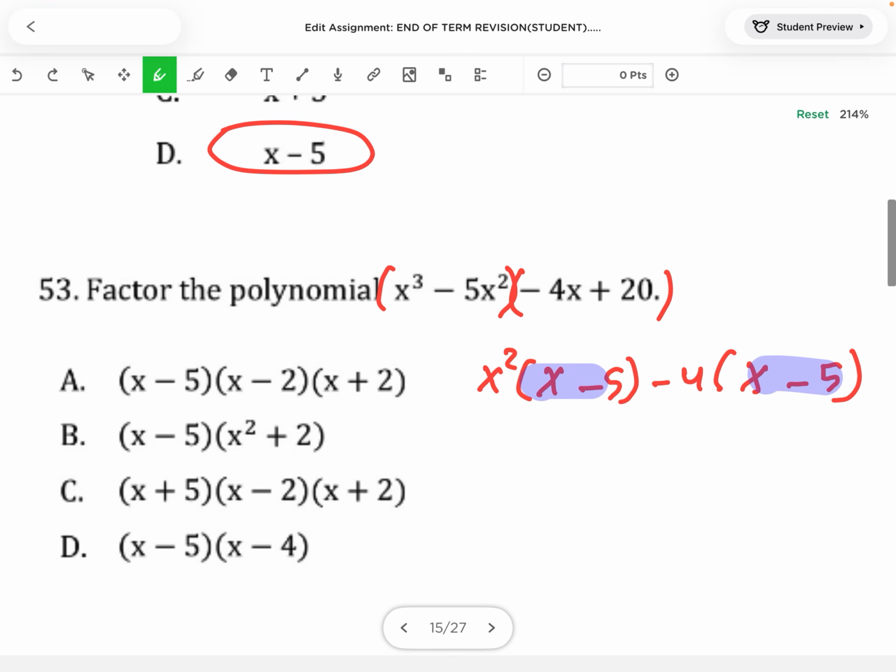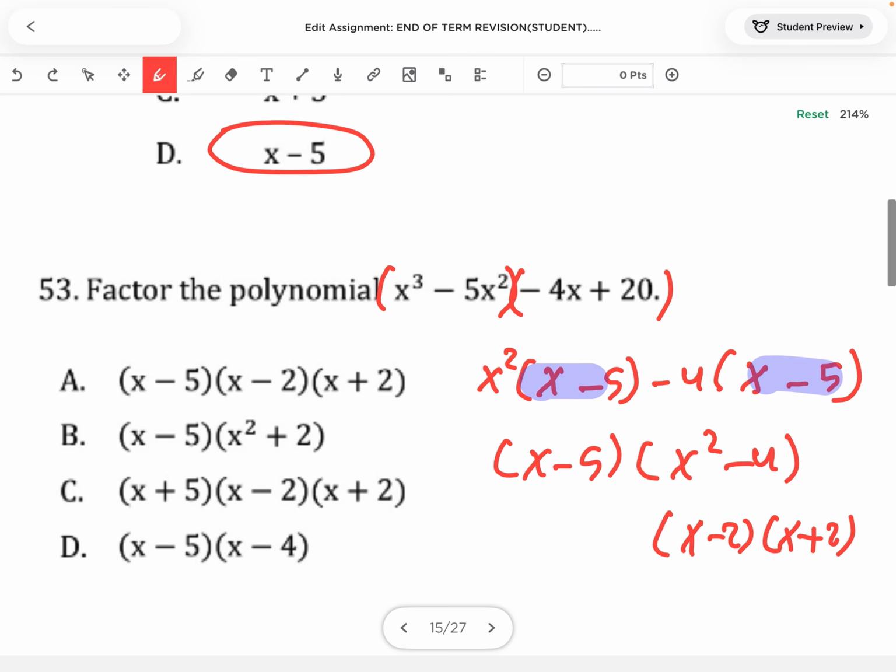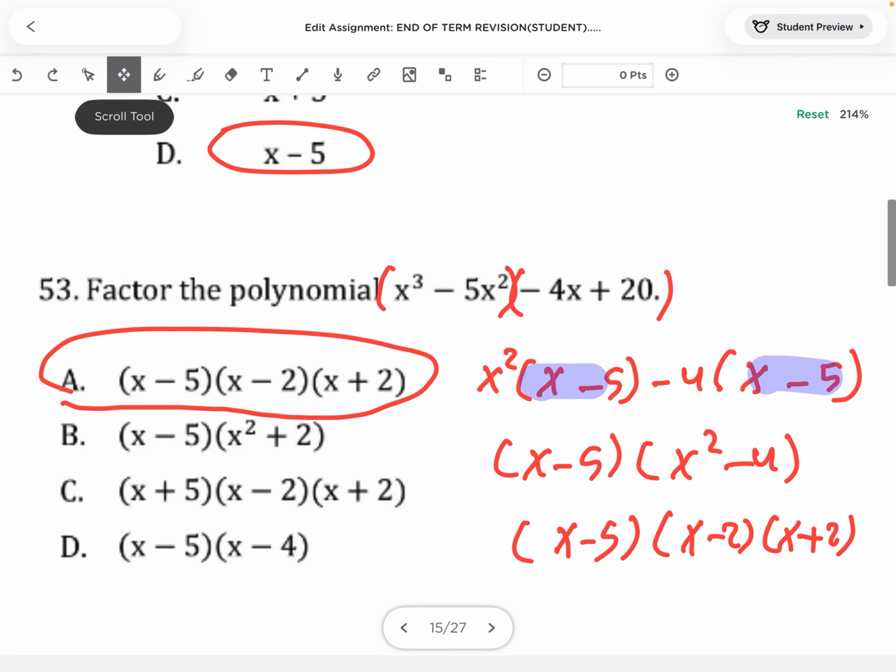Common thing, same story. X minus 5 together. Sorry, in red. And I have x squared minus 4 together. X squared minus 4 is x minus 2 times x plus 2. Well, this one is x minus 5. So the answer is A. Next one.